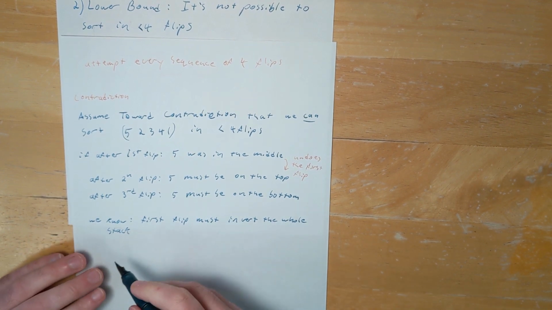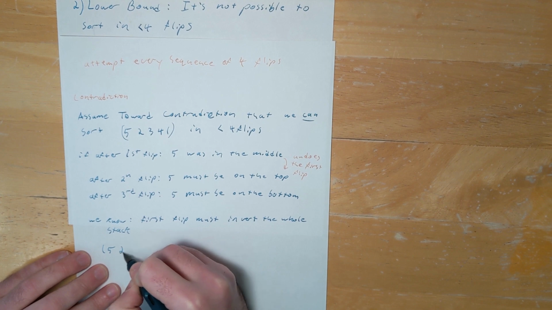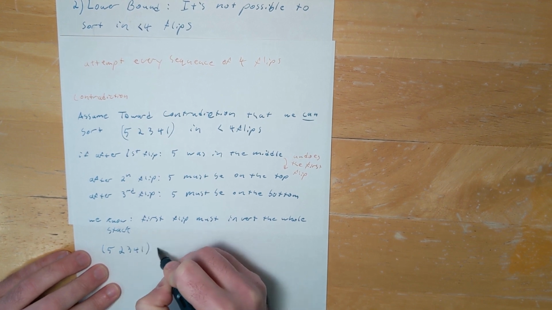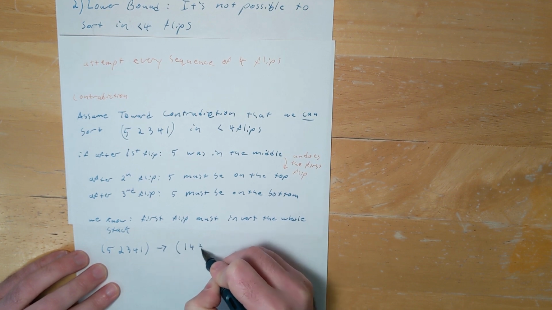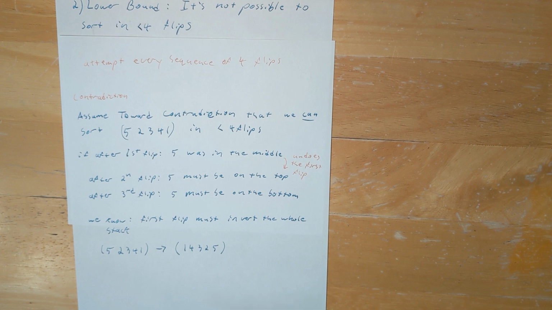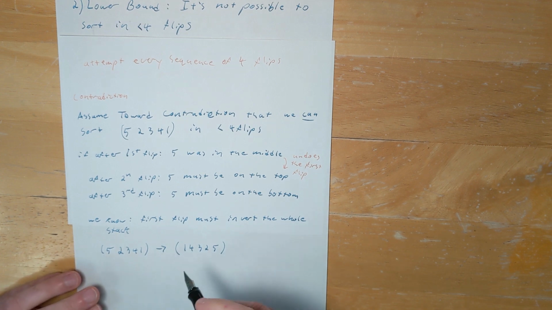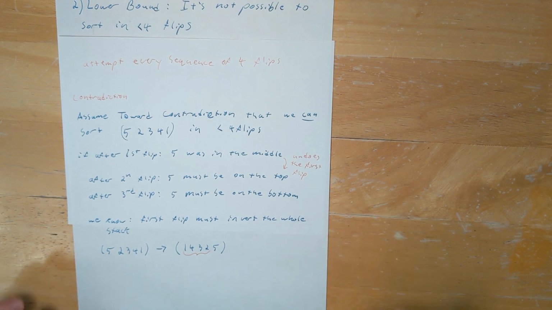So now we know that after the first flip, we go from 5, 2, 3, 4, 1, invert the whole thing, and we're going to go to 1, 4, 3, 2, 5. So what we're going to see next is that since the first flip puts 5 on the bottom, what we need to be able to do to sort the entire stack is we need to be able to sort those first 4.